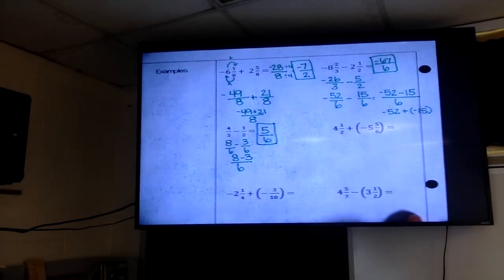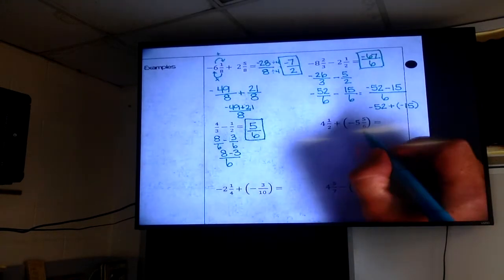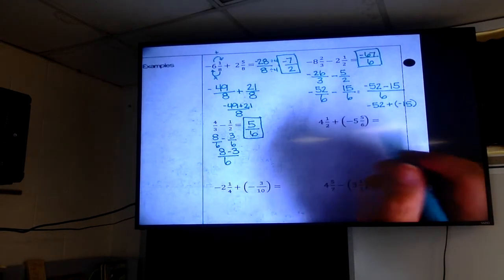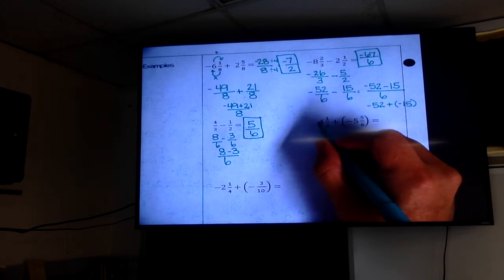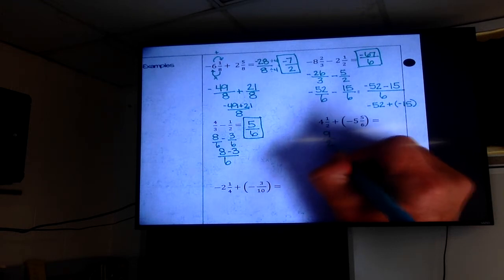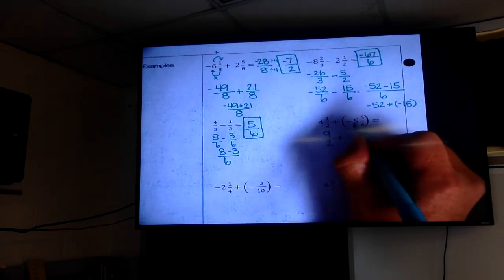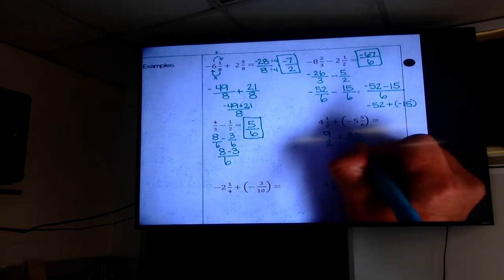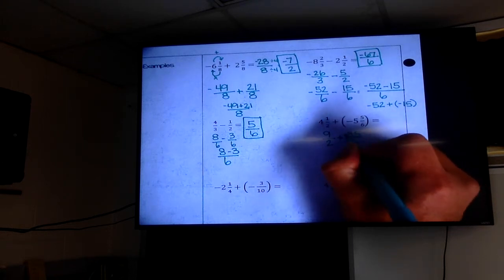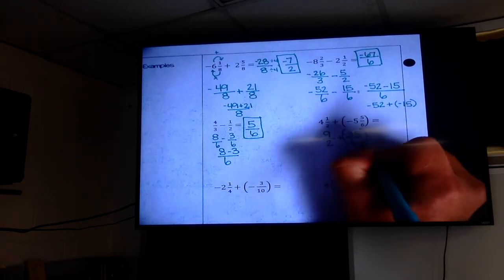All right, let's try the next one. 4 1/2 plus negative 5 5/6. So again, make improper first. So 2 times 4 is 8, plus 1 is 9. So I have 9/2, plus 6 times 5 is 30, plus 5 is 35 over 6. Now this is negative, so I need to put that in there.